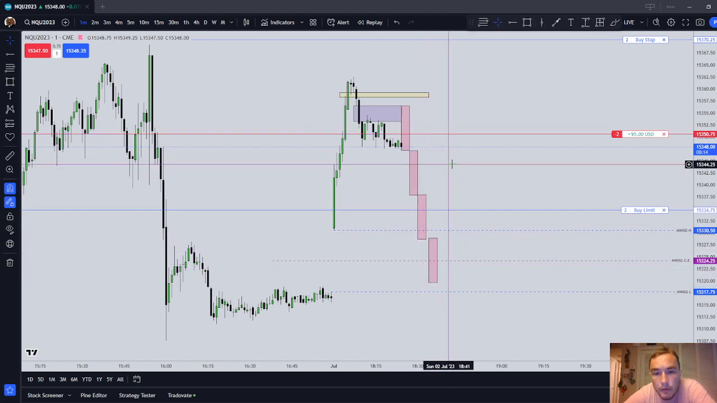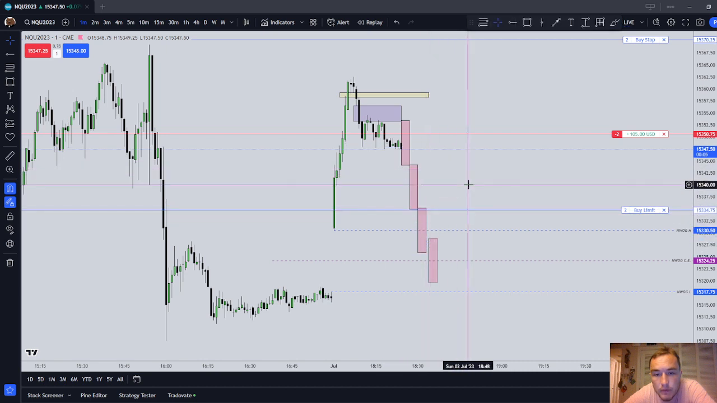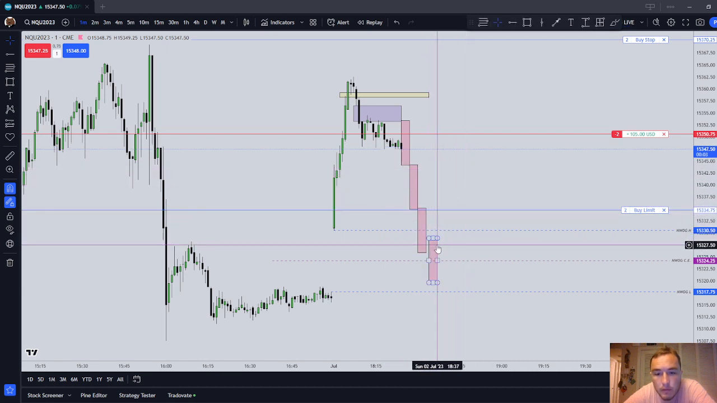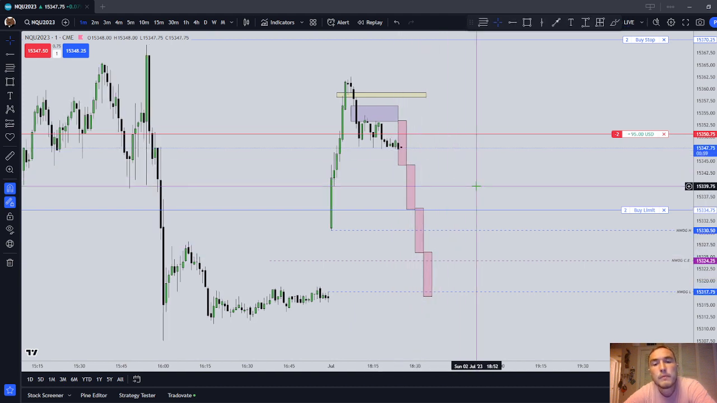No, I'm not going to do that. I don't think that that is superior. So there it is. Right there. That's advanced gap theory right there.